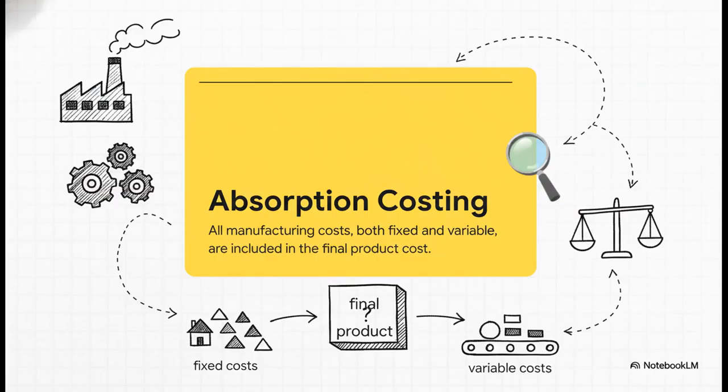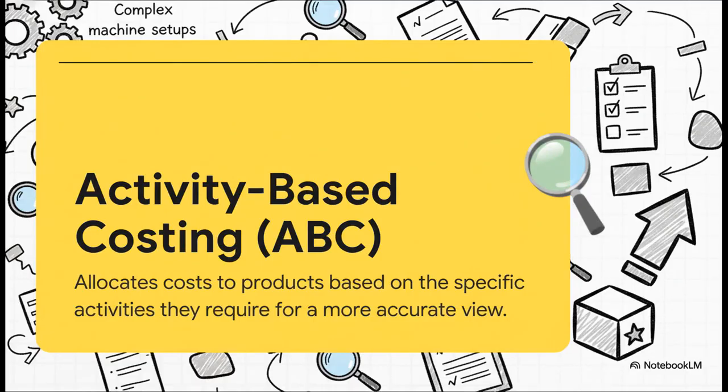Okay, first up is absorption costing. You might also hear this called full costing, and that's because it takes all the manufacturing costs. We're talking both fixed costs, like the factory rent that never changes, and variable costs, like raw materials that do, and it just absorbs them into the final product cost. It's simple, yeah? But the catch is, by averaging everything out, it can sometimes hide the true cost of making one specific thing.